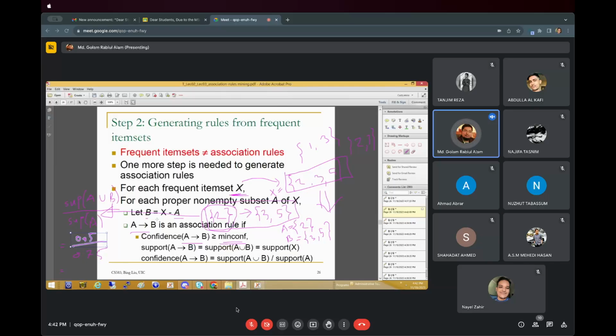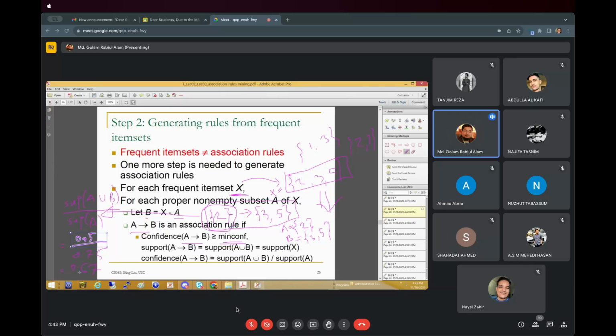So then our confidence will be 0.5, that is 2 by 4 here. This one is 3 by 4. So it is 0.67.